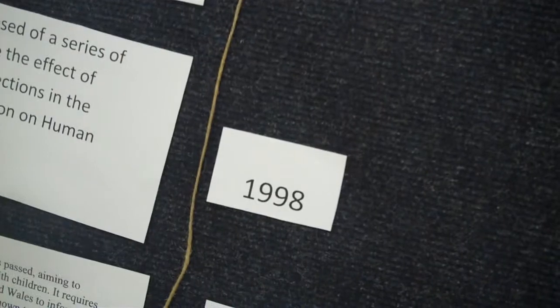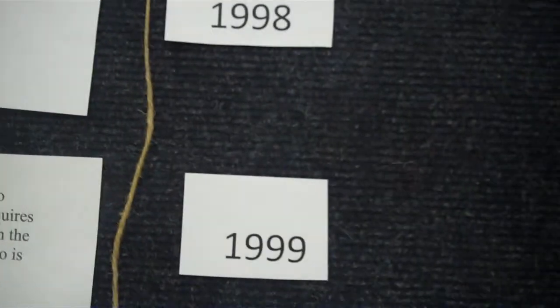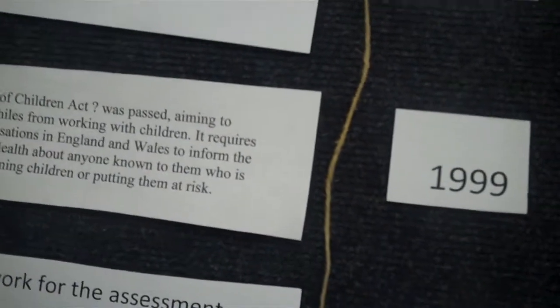In 1998, the Human Rights Act is composed of a series of sections that have the effect of codifying the protections in the European Convention on Human Rights into UK law. In 1999, the Protection of Children Act was passed, aiming to prevent paedophiles from working with children. It requires childcare organisations in England and Wales to inform the Department of Health about anyone known to them who is suspected of harming children or putting them at risk.